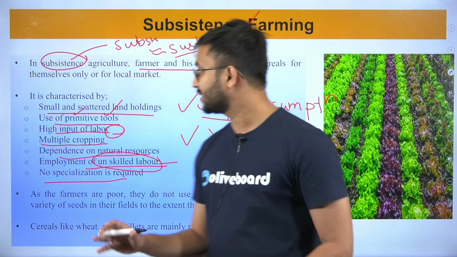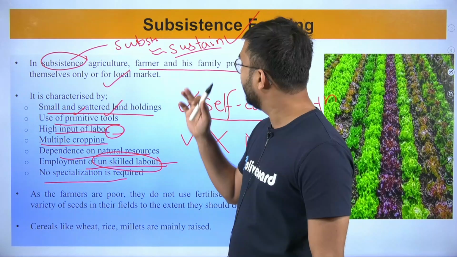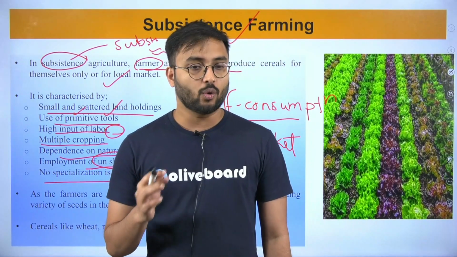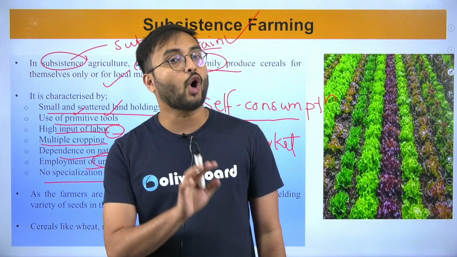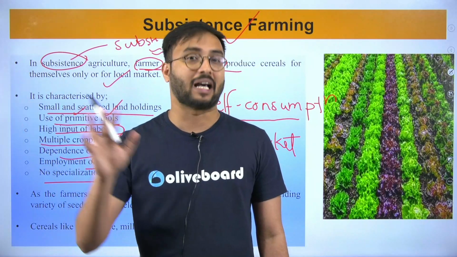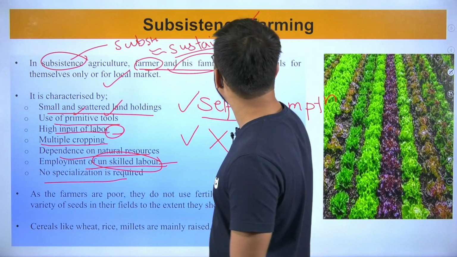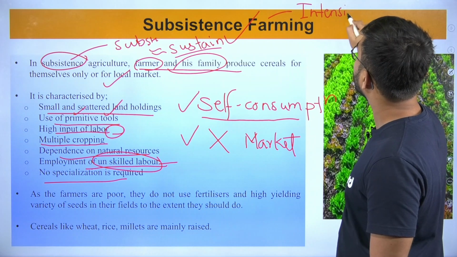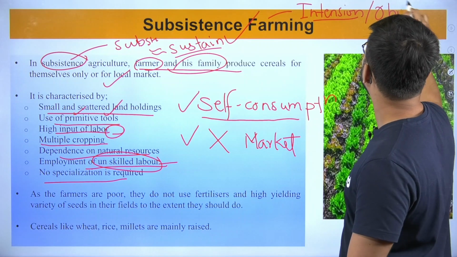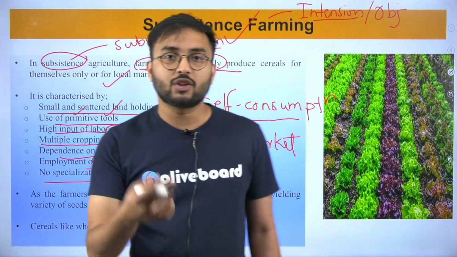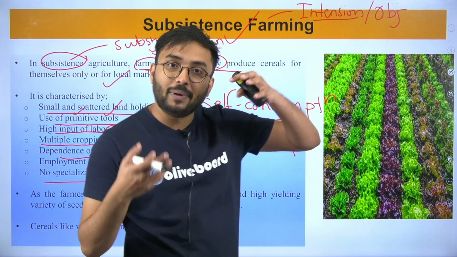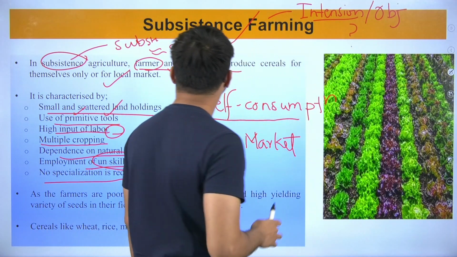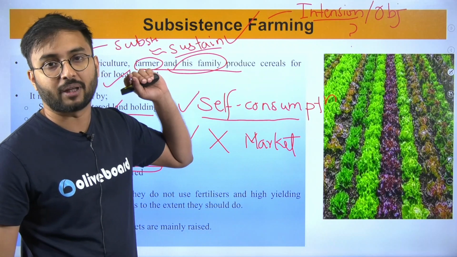So try to understand that this is an agricultural activity in which the farmer and his family are involved. They only produce for their self-consumption, not for the sale of that produce in the market. So in subsistence farming, what would be their intention or objective? Students, if I ask you what the intention or objective behind subsistence farming is, mention it in the comment section. What is the purpose of doing such subsistence farming? Let me know.